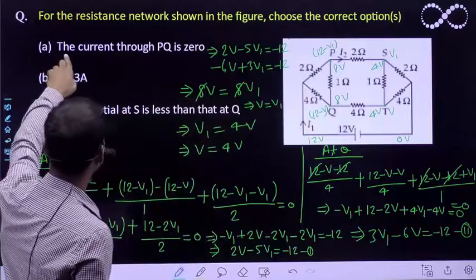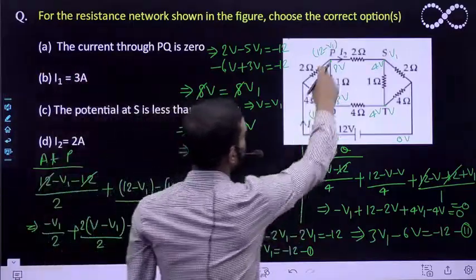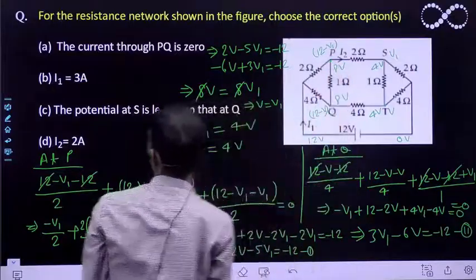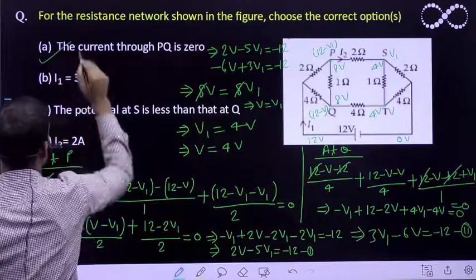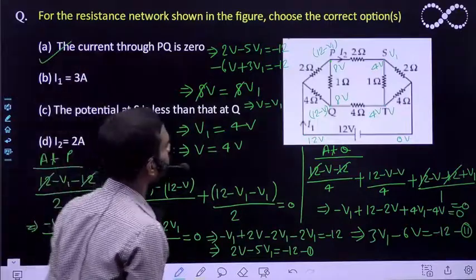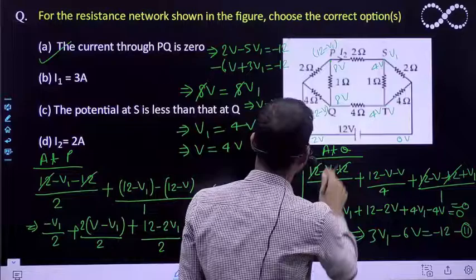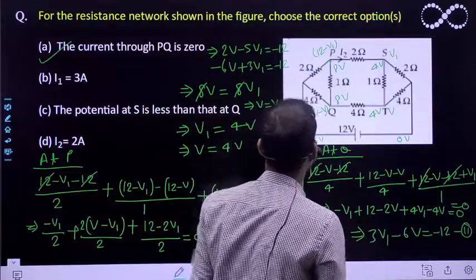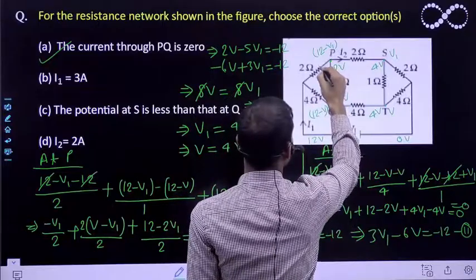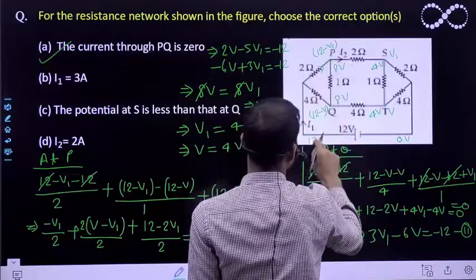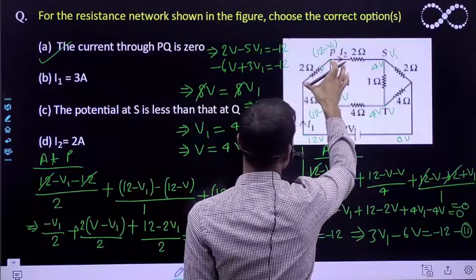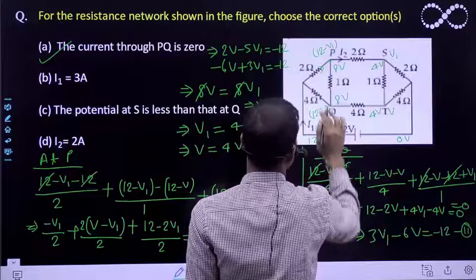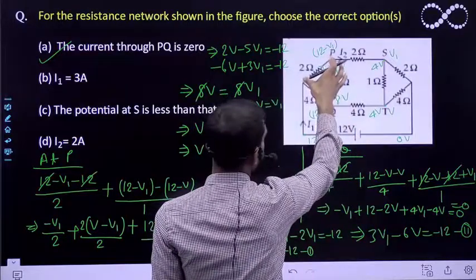Right? So let us see option 1, the current through PQ. See, across the PQ, the potential difference is 0, so the current will also be 0. So the current through PQ is 0, right? So this is correct. I1 is 3 ampere. So let us see where I1 is. I1 is this. So how much current will this I1 be? So let us see how much current will go across this. The potential difference is how much? This is 12 and this is 8. So the potential difference is 4. So 4 upon 2, that is 2 ampere. Right? Because the potential difference across this is 4. So 4 upon 2 is 2 ampere.